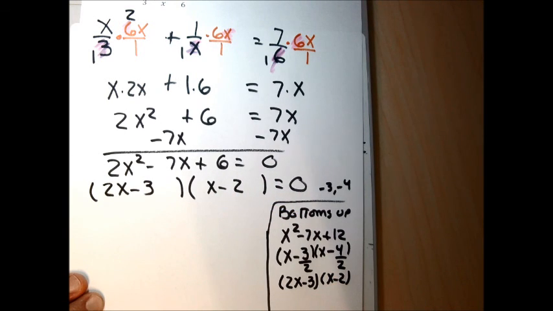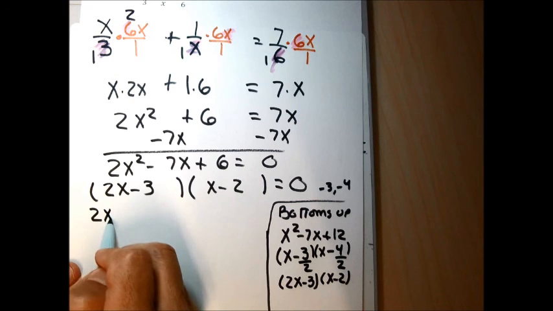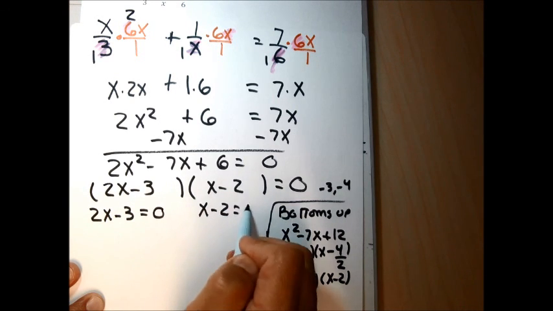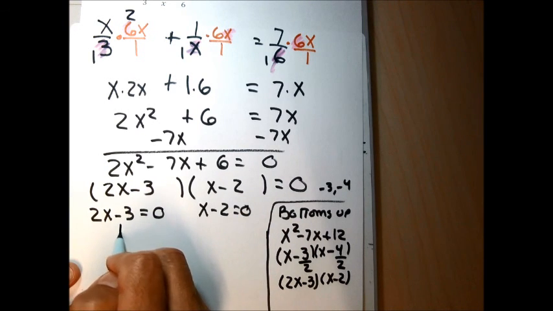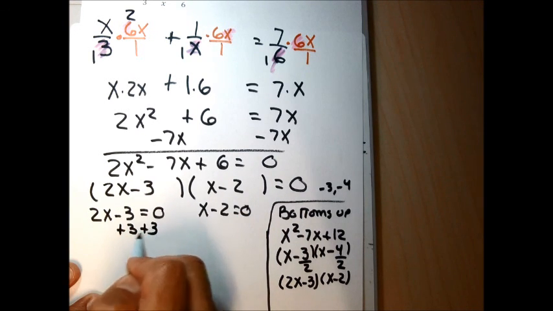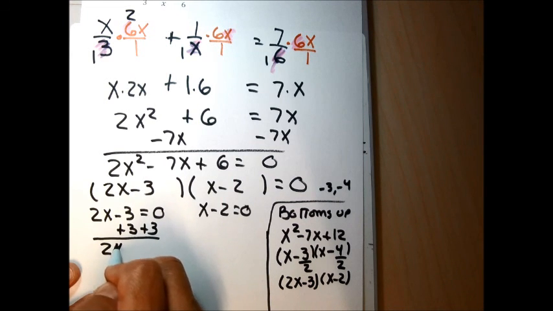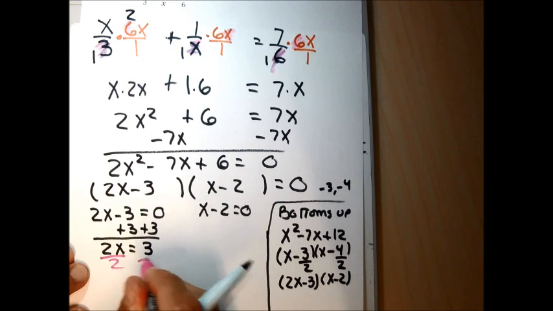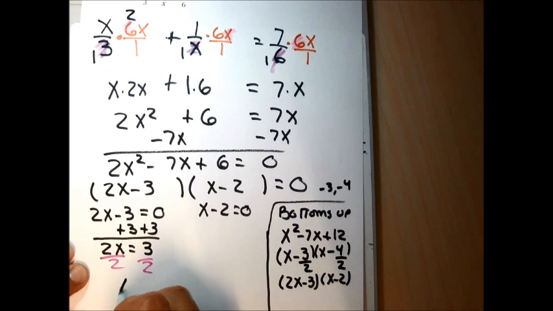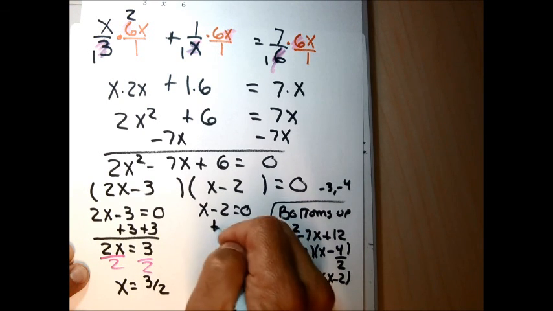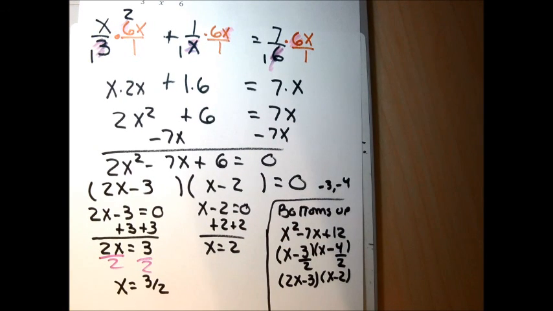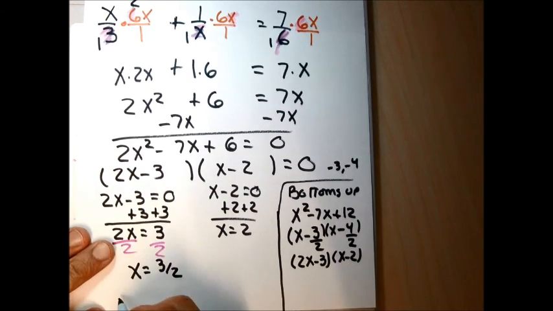Now I have the left side factored and the right side equal to 0, so I take the insides of each parentheses and set each one separately equal to 0. The 2x minus 3 factor is going to take me 2 steps to get an answer. I'm going to add 3 to both sides and get 2x equal to 3, and then divide both sides by 2 and get one answer of x equal to positive 3/2. The x minus 2 factor, I'm going to add 2 to both sides and get the second answer of x equal to 2.